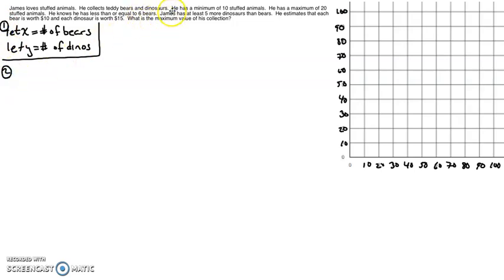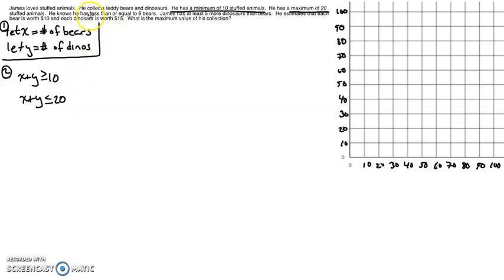Our first sentence, he has a minimum of 10 stuffed animals. Stuffed animals, we're talking about the total number of bears and dinosaurs. So we have x plus y. If we add the number of bears and the number of dinosaurs, he has to have more than 10, or he could have 10, right? So he has to have greater than or equal to 10. The next sentence, he has a maximum of 20. Again, we have x plus y because we're looking at our total number. Maximum means he has to have less than or equal to 20.